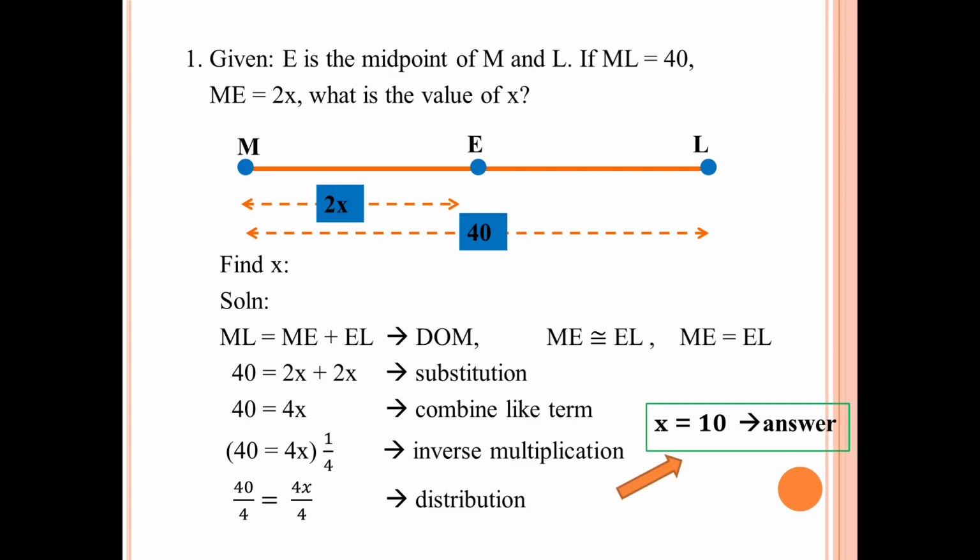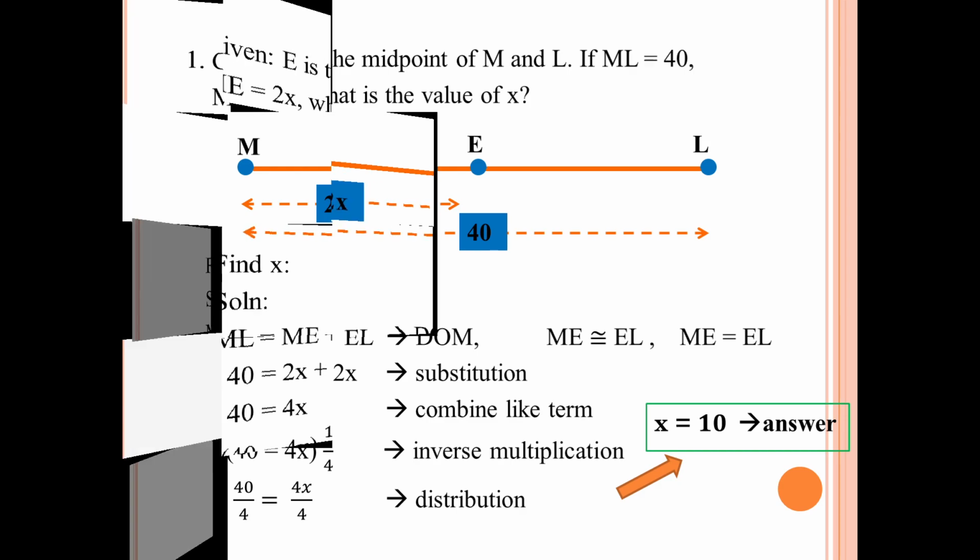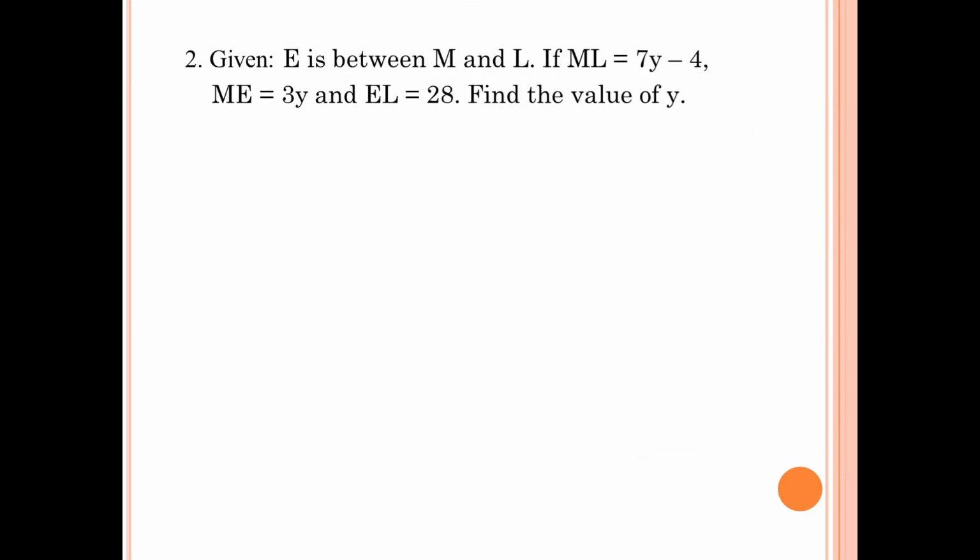If we want to check whether our answer is right or wrong, let us try to substitute 10 to 2x, which is 2 times 10 is 20. And 20 plus 20 gives 40. So meaning to say, the value of x, which is 10, satisfies the given problem.